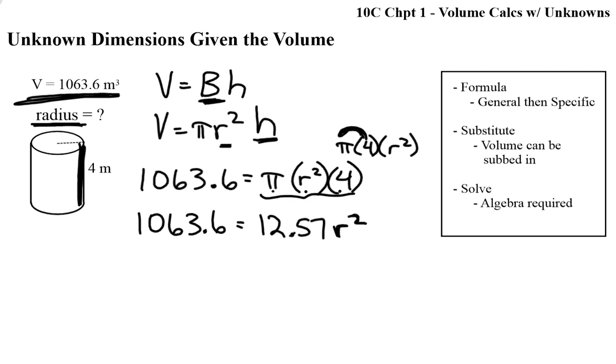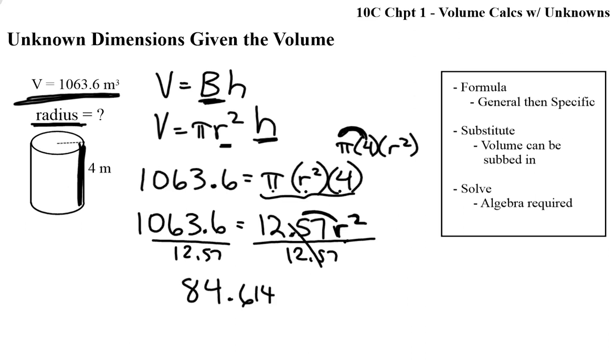Now we need to get r by itself. It's easiest to get rid of this 12.57 first. They're attached by multiplying, so I'm going to multiply both sides by 12.57. When I do that, I end up with a value of 84.6141, and so on, and I don't want to round yet. I can leave it like that.